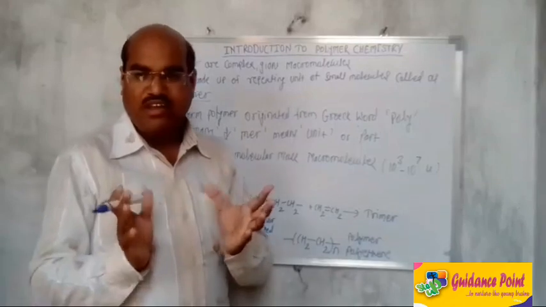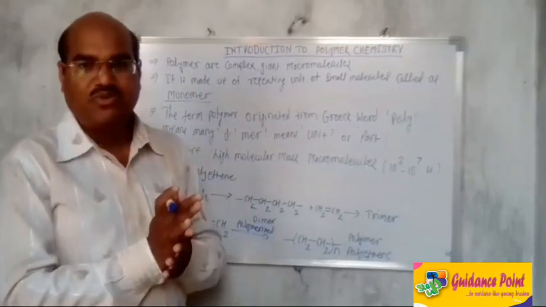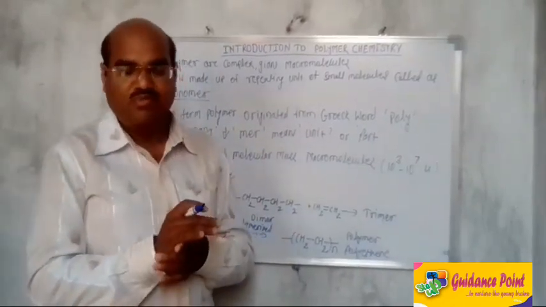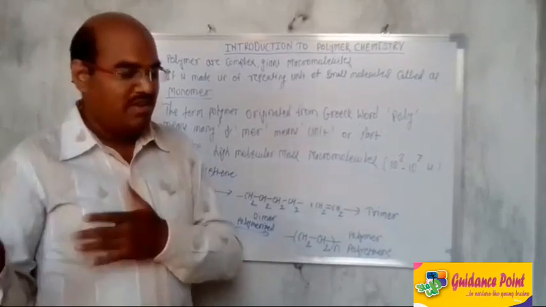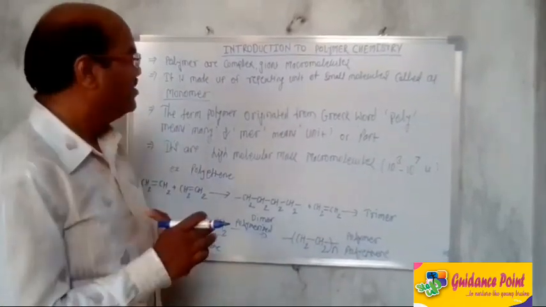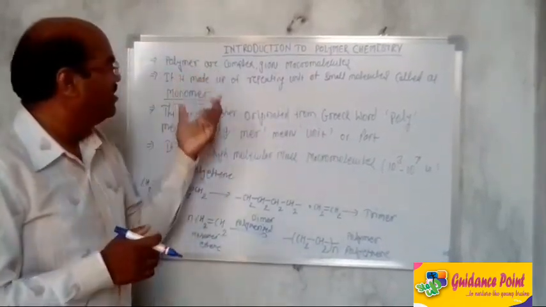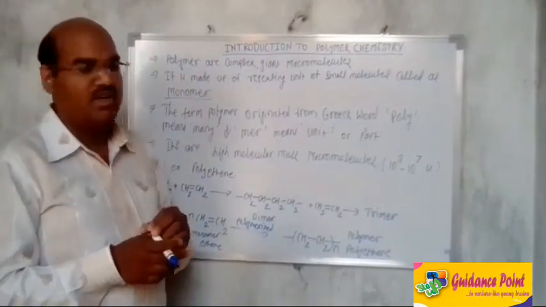So polymer is obtained from nature also, and some polymers we make synthetically. So that will be discussed later on. So first, the introduction about polymer chemistry.